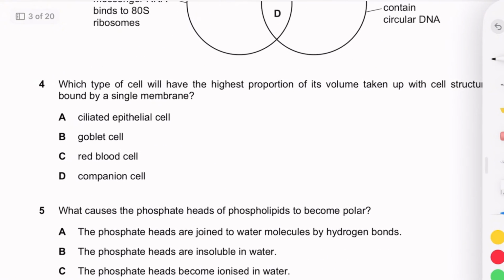Which type of cell will have the highest proportion of its volume taken up with cell structures bound by a single membrane? So single membrane organelles, let's say the endoplasmic reticulum, the Golgi apparatus, the lysosomes, the vacuoles. What are they going to be? So obviously a goblet cell will be a very high option because goblet cells produce many vesicles which contain mucus, by the Golgi apparatus, and so they contain lots of those.